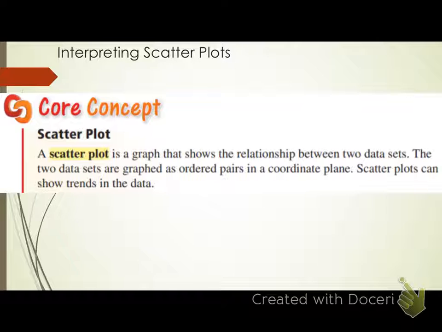So, just like it says, it's got two sets of data on it. One of the sets of data are your x values. The other set of data are your y values. And those form ordered pairs, and the ordered pairs are just scattered all over the coordinate plane. And once again, scatter plots can show trends in our data. Are there any questions what a scatter plot is? Can I move on, or is anyone writing this?